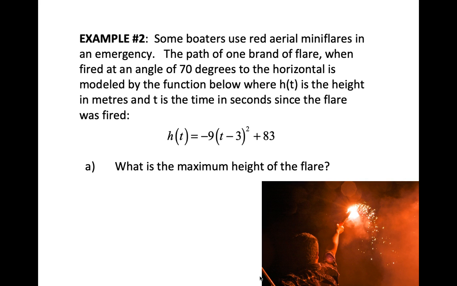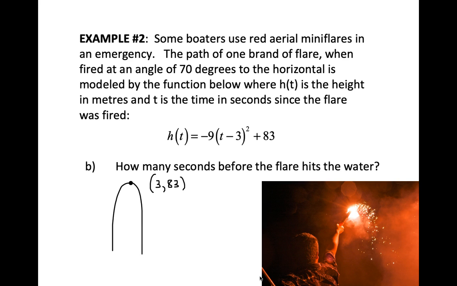Well, if you stop for a moment and consider the function that you've been given, you know that it is a quadratic that opens down. It's fairly skinny because it has that number 9, and it has a vertex of (3, 83). Now, if you think about what that vertex tells you, you've gone over 3 and up 83, then your maximum height would be 83 meters. The second question, how many seconds before the flare hits the water? Well, we know that it goes 3 seconds across to get to the highest spot, and that is the axis of symmetry. And so if we go 3 more seconds, we have our flare hitting the water at 6 seconds.